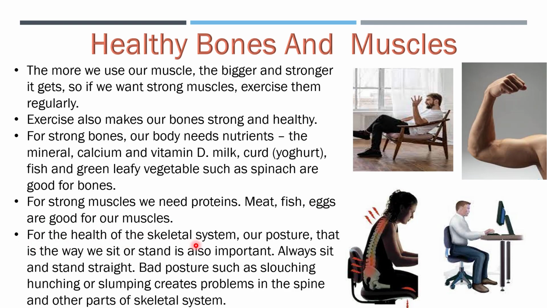For the health of the skeletal system, our posture, that is the way we sit and stand, is also important. We always sit and stand straight, as we can see in this image. Bad posture such as slouching, hunching and slumping creates problems in the spine and other parts of the skeletal system. So to keep it strong, we must sit straight.